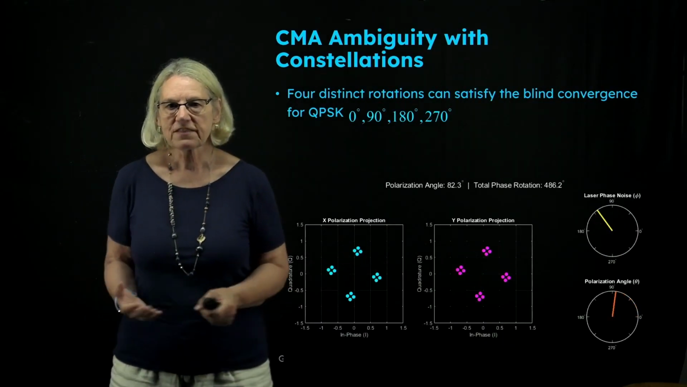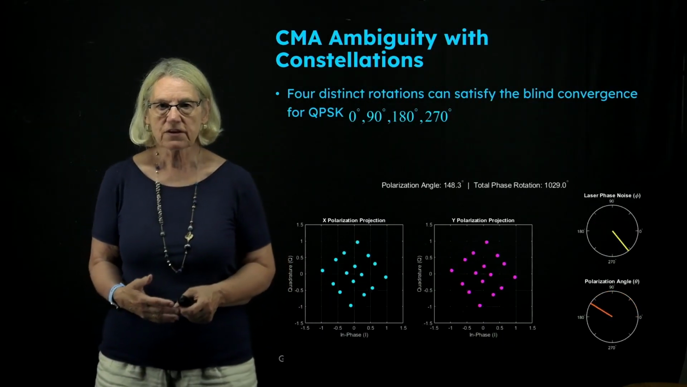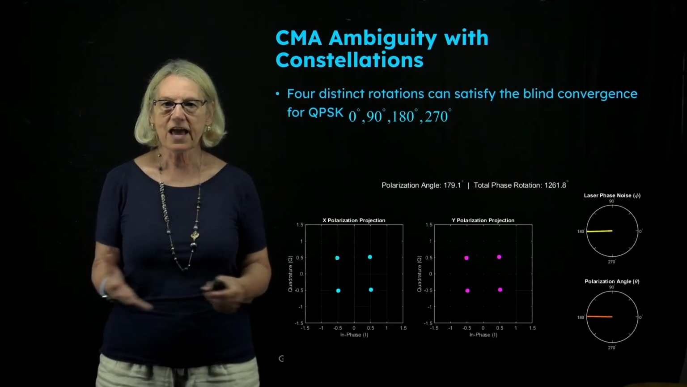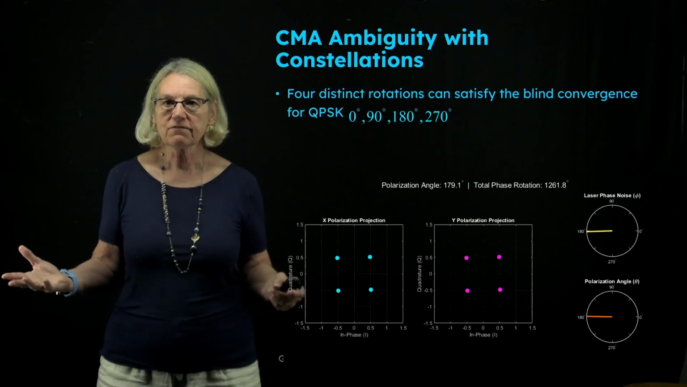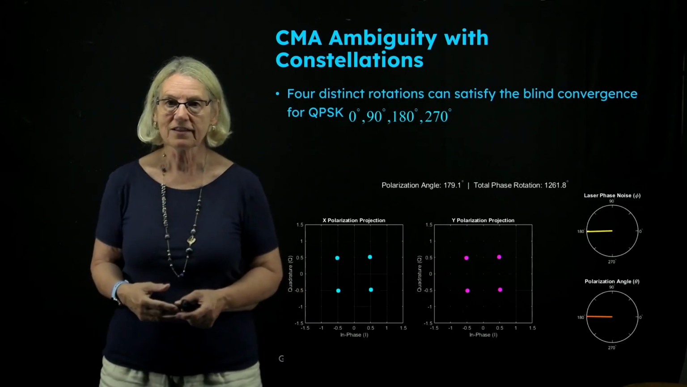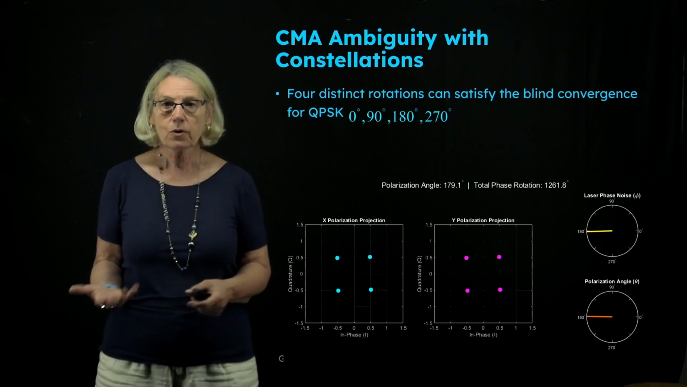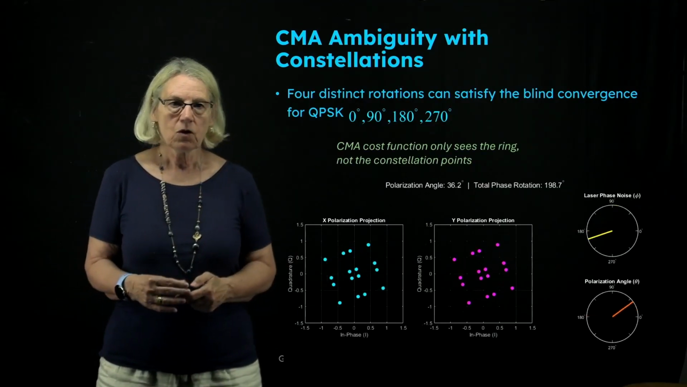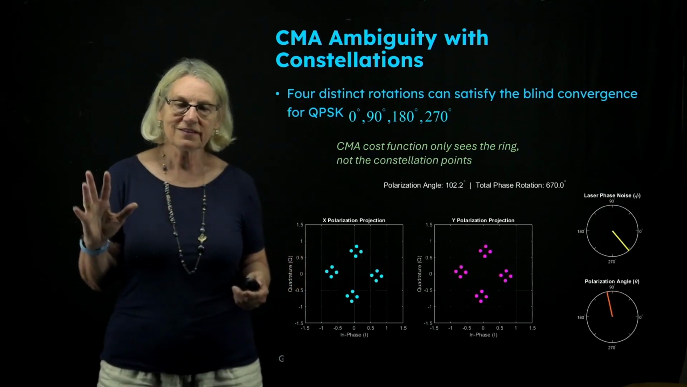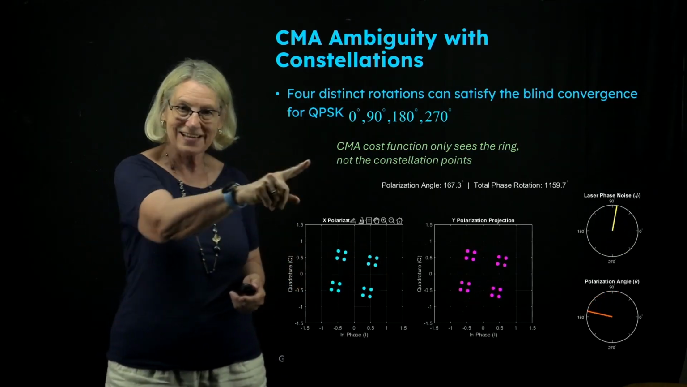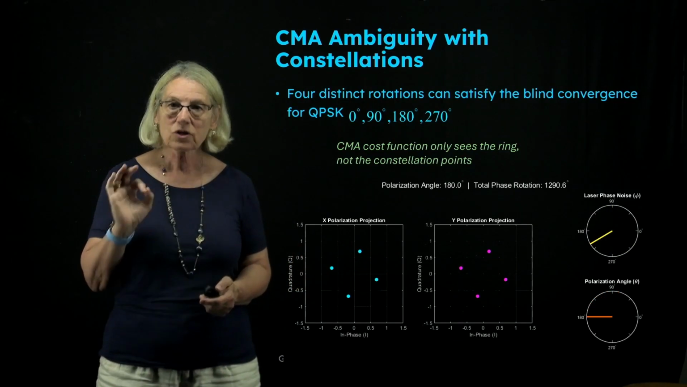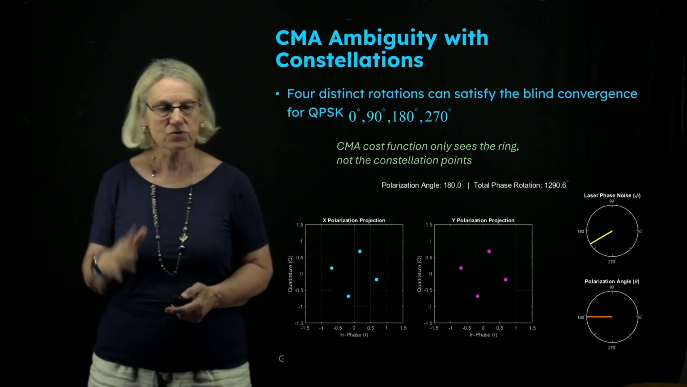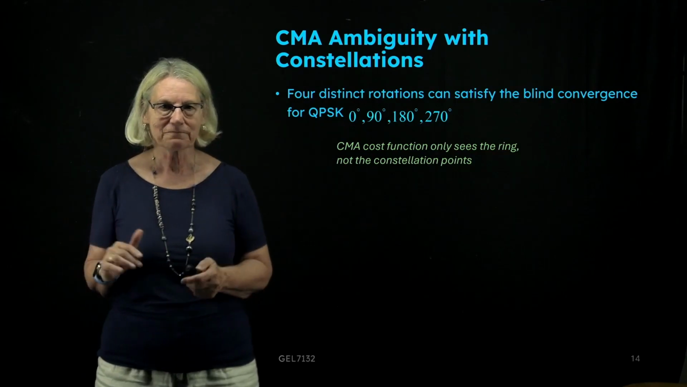Remember I mentioned that there was some ambiguity on rotation, that there are 4 distinct rotations for QPSK that could give a legitimate CMA output. And at the end, I don't know what was the true rotation that it should have taken. So how do I deal with that ambiguity? Well, first of all, the ambiguity exists because the CMA only looks at the ring. It doesn't look at the constellation. Remember, I had no choice because the laser phase is rotating also.